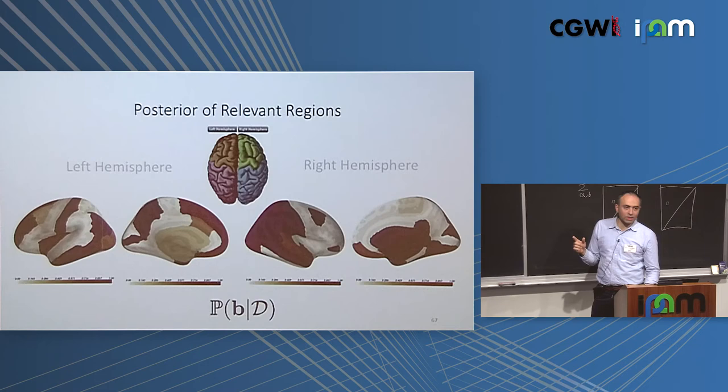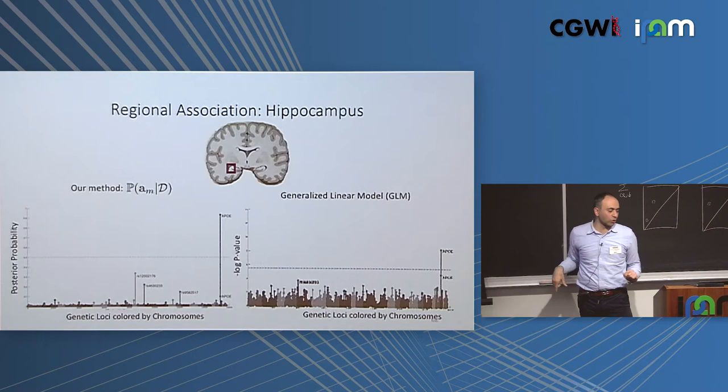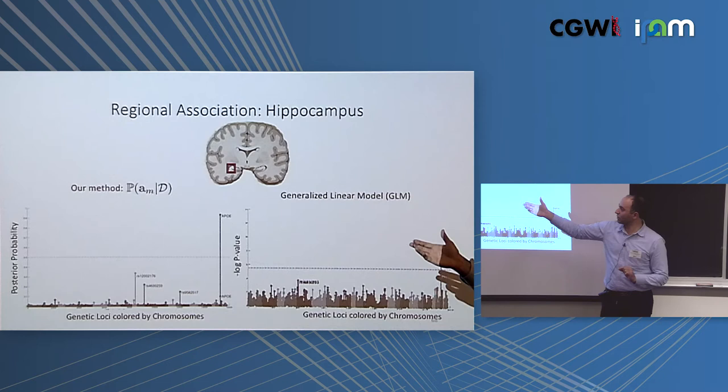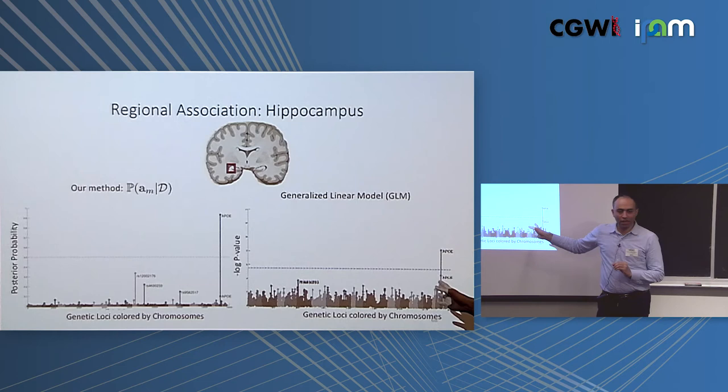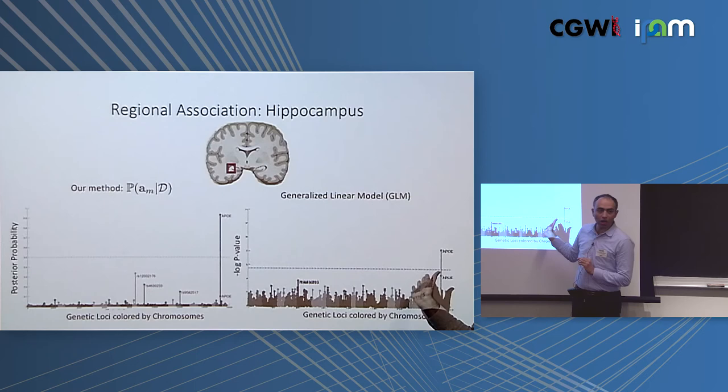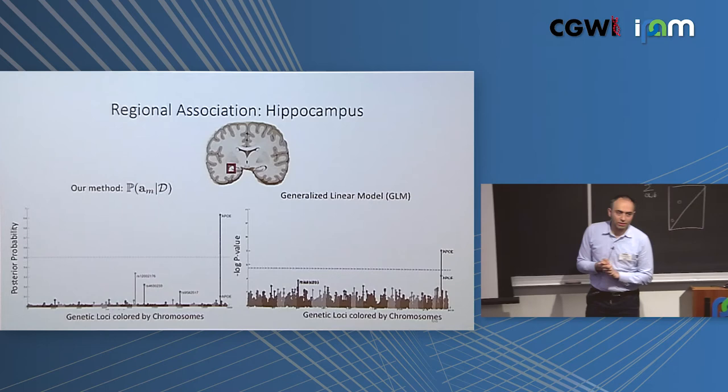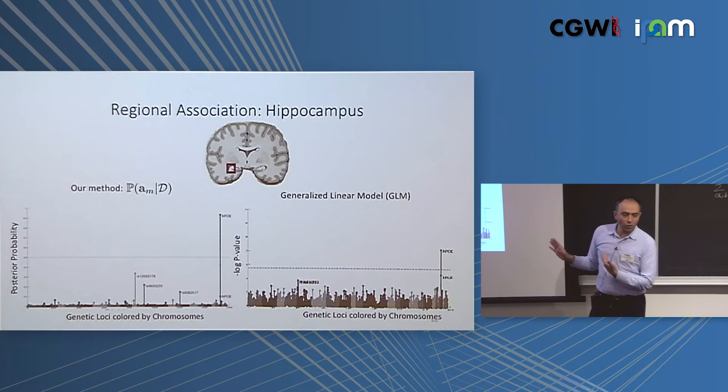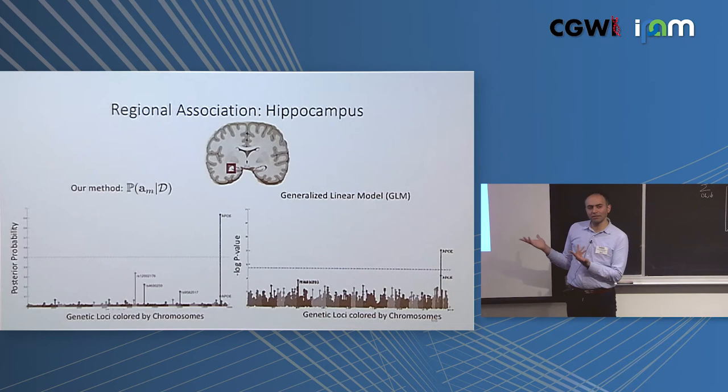But what is more interesting is that we can go and find the regional association of each of these brain regions. To go back to your question, for example, I showed you one of these regions at the beginning, which was the hippocampus. If I use that and fit it to a generalized linear model and get the p-values and compare it to my PIP, on the right-hand side I'm showing you the log p-value, using the volume of that region. This is the log p-value, and that is the PIP. So far, the only genetic variant that passes the significance level is APOE, and the results are the same. So I didn't get any new discoveries.